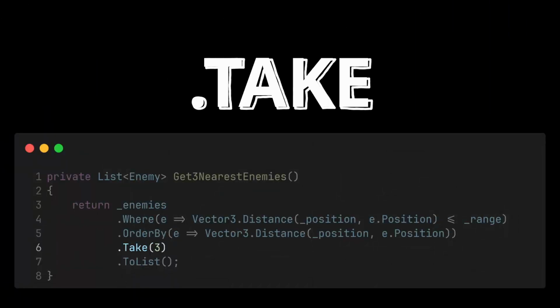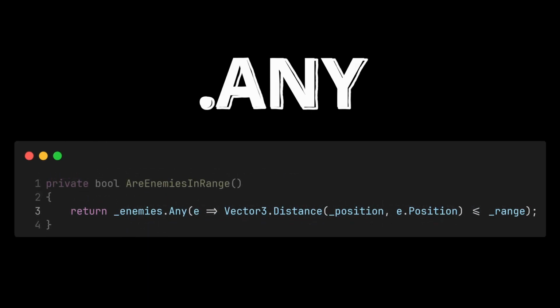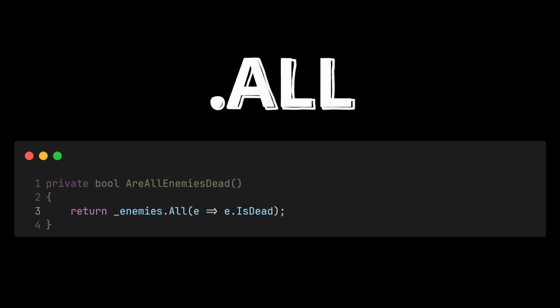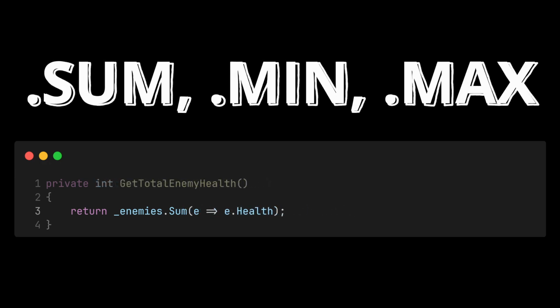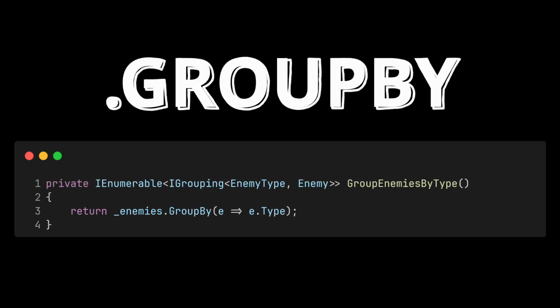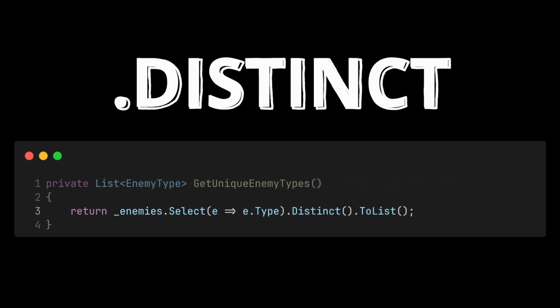Use .take(3) to get the 3 closest enemies. Use .any to return a bool if there are enemies within range. It can also take a lambda expression to check if at least one element fulfills the condition. Use .all to check if all elements fulfill a condition. Use .select to extract a specific property like getting a list of health values instead of a whole enemy object. Use .sum, .min and .max, which are self-explanatory and work on numeric properties. Use .groupBy to group elements by a property, which works especially well for enums. Or use .distinct to remove duplicate objects.